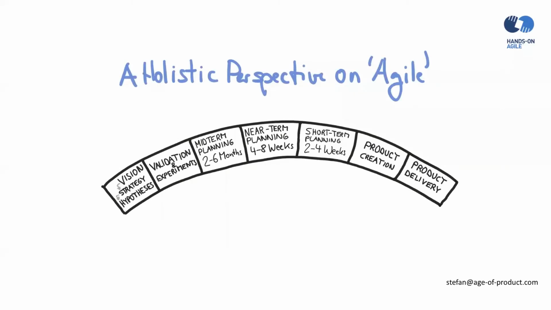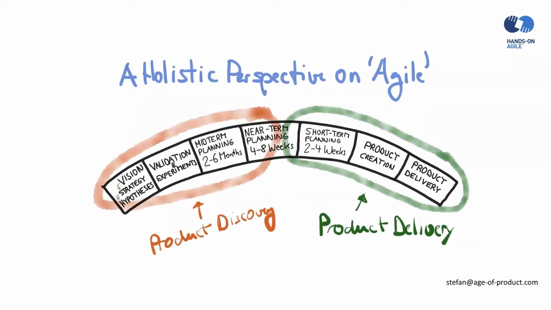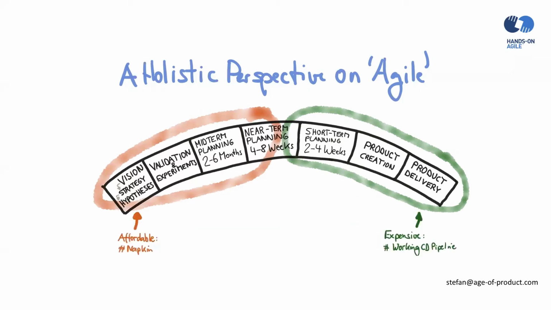So before we start, a quick look at my mental model of how Agile product creation works. You start with a vision on the left side and you end up delivering product continuously to a resilient system on the right side. The left part of the arc I label product discovery, the right part is product delivery. That's nothing new. The two are not that separated. They typically overlap in the near-term planning or, in Scrum speak, in the product backlog.